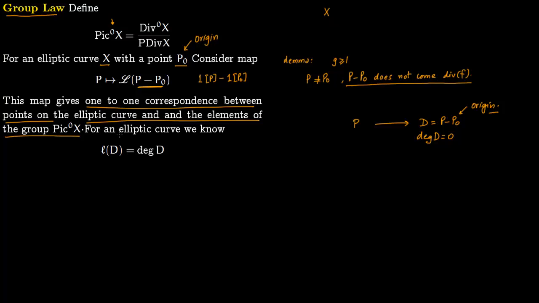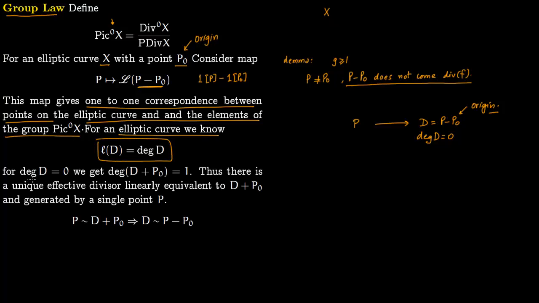So in the previous lecture we saw that for an elliptic curve, from Riemann-Roch it followed that the dimension of L(D) is equal to degree of D. So if degree of D is 0, then the degree of D plus P0 is 1. Therefore there is a unique effective divisor which is linearly equivalent to D plus P0, and it is generated by a single point P, because it has degree 1. So P is equivalent to D plus P0, which implies the divisor D is nothing but P minus P0.